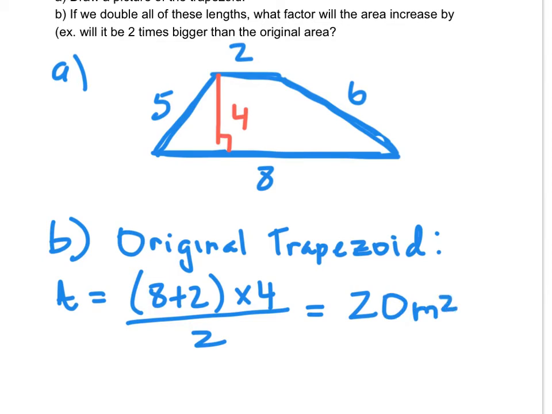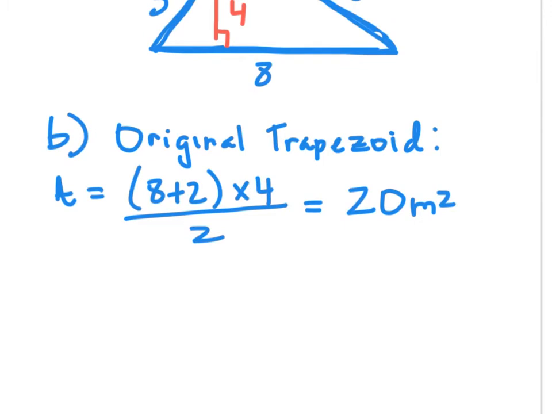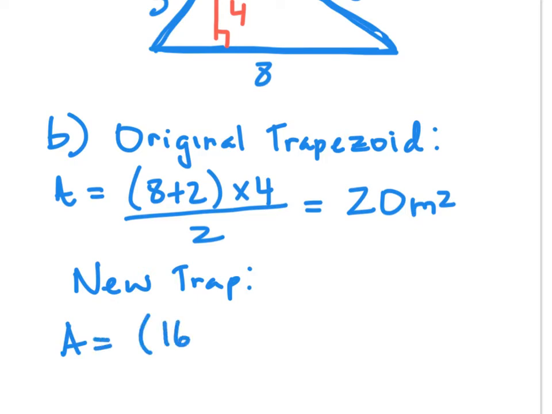Now, it says we're going to double all these lengths, and what factor will that increase the area by? So now let's look at the new trapezoid. So we're going to find the area where we double everything. So instead of 8 plus 2, we're going to have 16 plus 4, because the base that was 8 is going to double to 16, and the base that was 2 is going to double to 4. The height is going to double to 8.